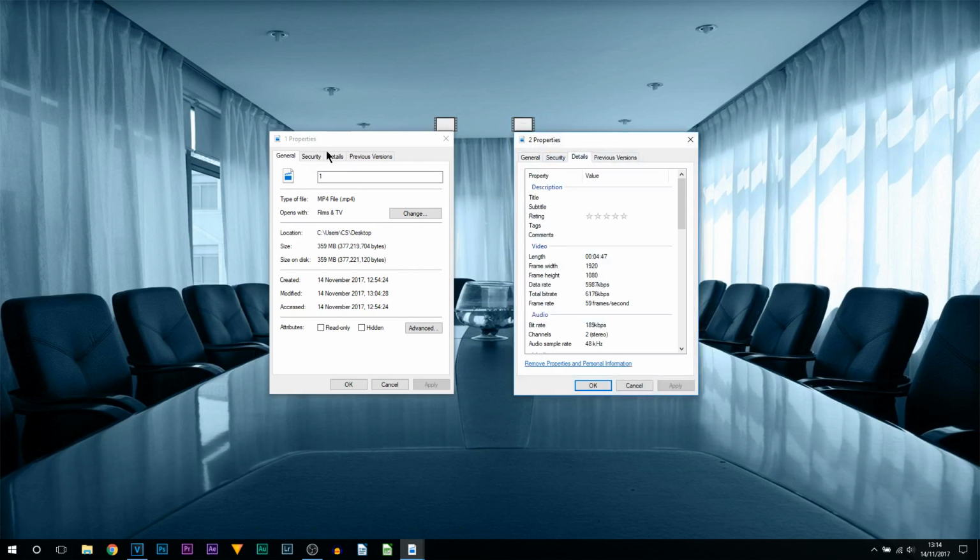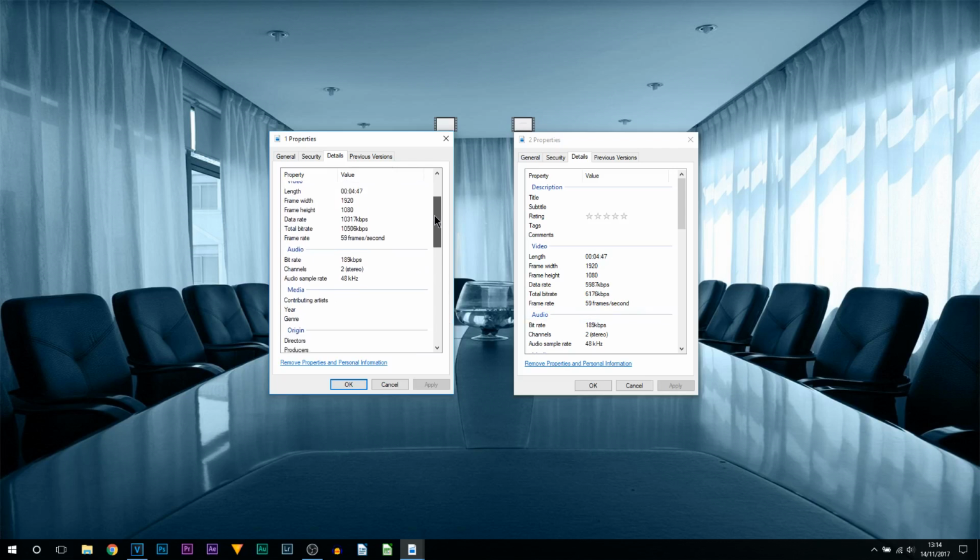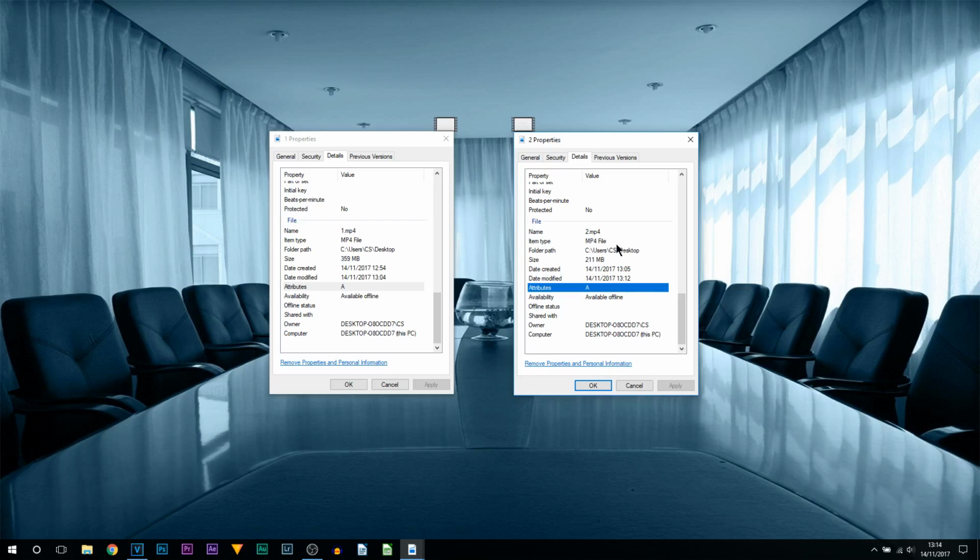And if we come over to details for both of them, you can see they have the exact same frame rate, same dimensions. But then if we come down, you can see that number two, which was the faster rendering, is 211 megabytes, but number one, which was the slower rendering, was 359 megabytes. So there is a huge difference in terms of file size as well.